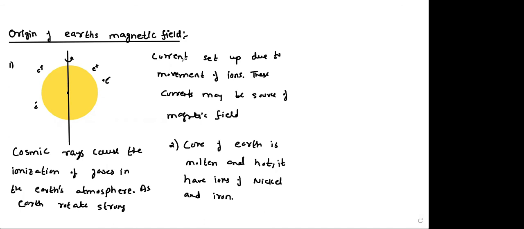The core of Earth has ions of nickel and iron. So if Earth rotates, all these ions are rotating. They are in continuous motion within the core of Earth. So what do you think? Do these moving nickel and iron ions constitute current?